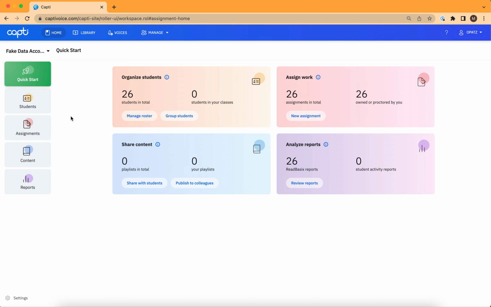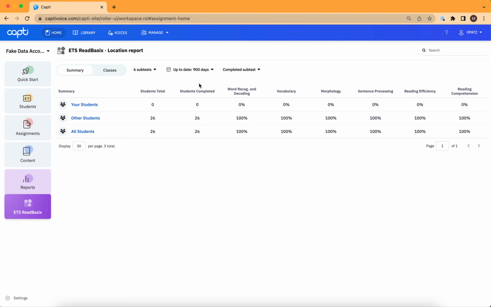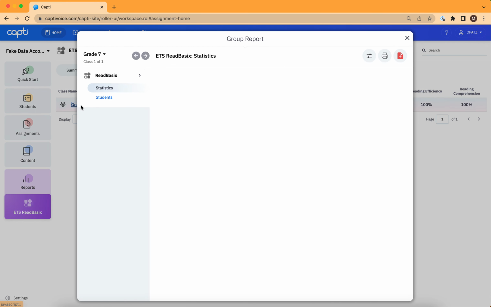When you explore Capti with ReadBasix and look at the reports, you're really going to be able to see the story that the data tells. So I'm walking into my class of 7th graders, and I'm going to really start with this global picture, and then I'm going to be able to get more and more local to the individual student and see how students are doing in their reading foundational skills.